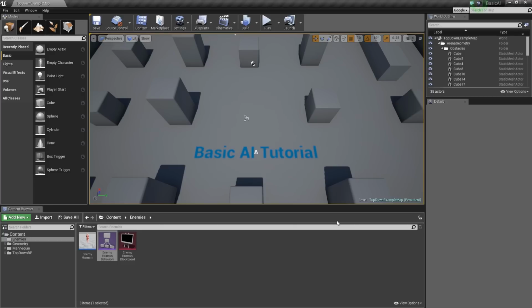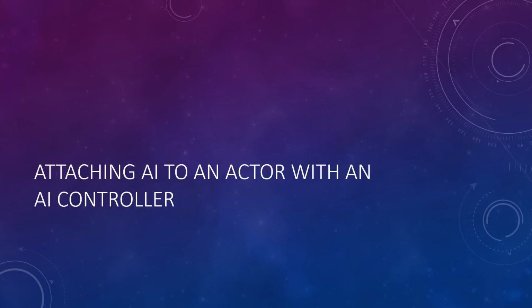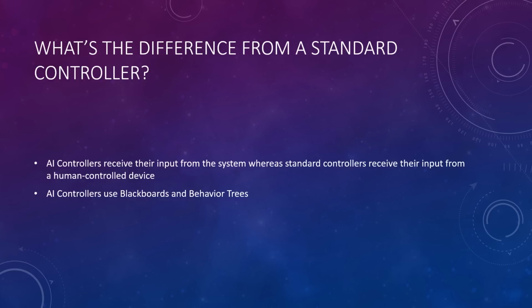Now, let's take a second and talk about AI controllers. Now let's attach our AI to our enemy actor by using an AI controller. So what's the difference between a standard controller and an AI controller? Well, of course, standard controllers are what we use to provide input from a player to their pawns, characters, etc., usually through keyboards or gamepads or something else. And we can define logic there. Of course, you can always define your logic in the character, but generally it's better practice to put it into the controller. And then, of course, controllers possess pawns.